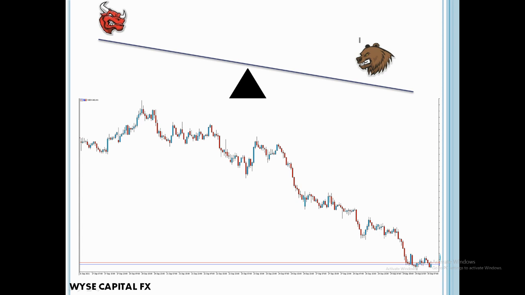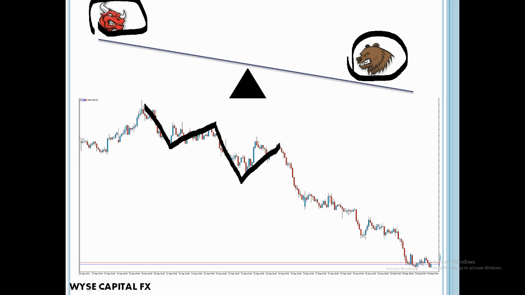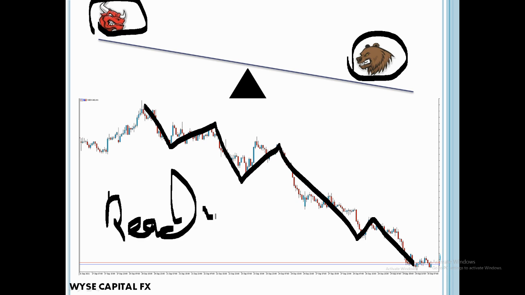Then we've also said when we have bears in control and buyers are weak, the bears will tend to push price down. And we've also said when the market is going down, it's making lower low, lower high, lower low, lower high, lower low, lower high, lower low. It's very important you understand how to trade these markets. You spend some time and read how to trade these markets. There is a way you can capitalize on how they're moving.